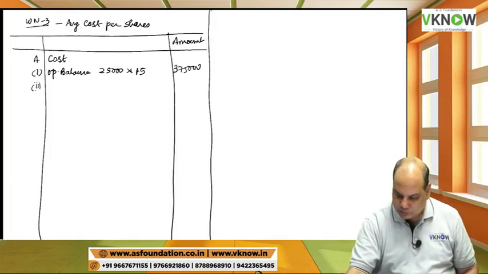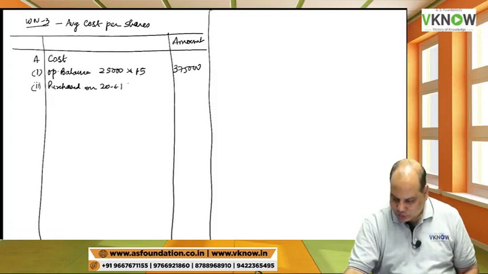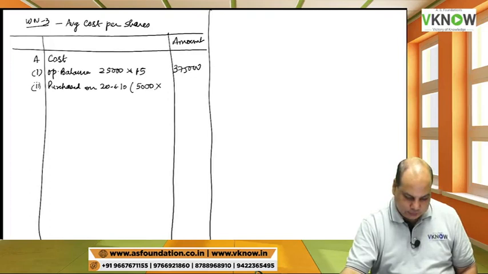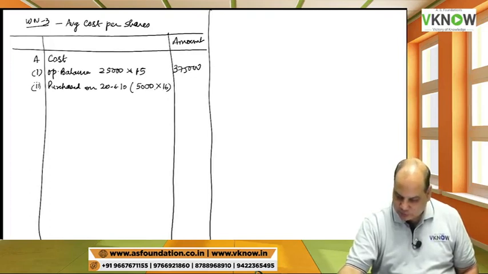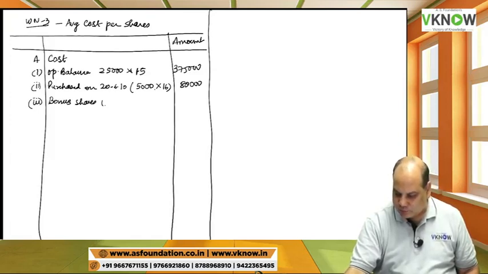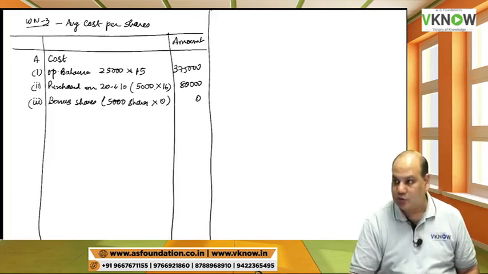Then 2, purchased on 20th June 2010. 5,000 shares were purchased at 16 rupees. That is 80,000. Then 3, bonus shares. 5,000 bonus shares will be received, but price is 0. Cost is 0.